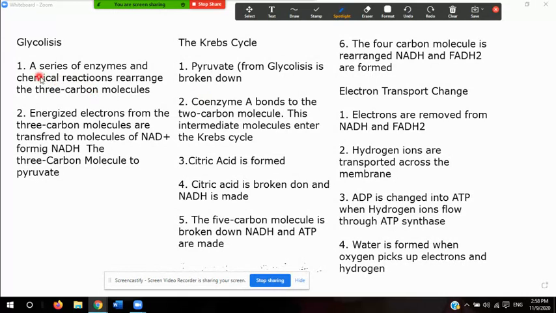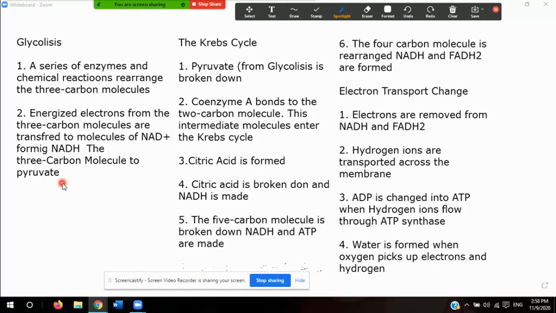In glycolysis, the first step is that a series of enzymes and chemical reactions rearrange the 3-carbon molecule. Remember that glucose is broken down into two 3-carbon molecules, and then those 3-carbon molecules go into glycolysis. Secondly, energized electrons from the 3-carbon molecules are transferred to NAD+, forming NADH. The 3-carbon molecule is converted into pyruvate.